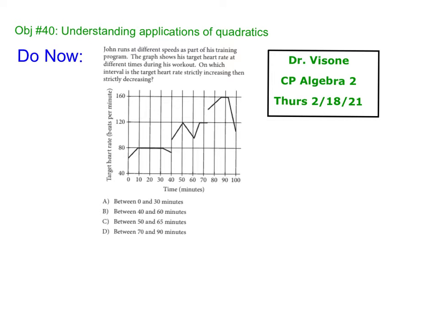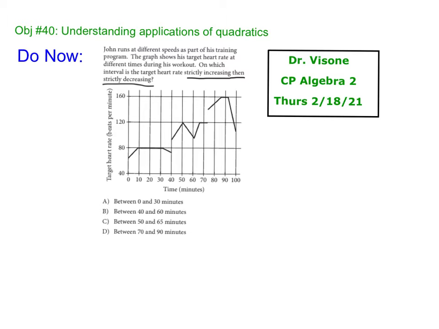Good morning, everyone. We are moving into quadratic applications. All right, so here's an SAT question. Try to use your common sense, see if you can figure this out. So it says John runs at different speeds as part of his training program. The graph shows his target heart rate at different times during his workout. On which interval is the target heart rate strictly increasing and then strictly decreasing?